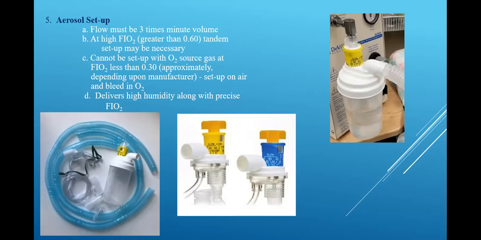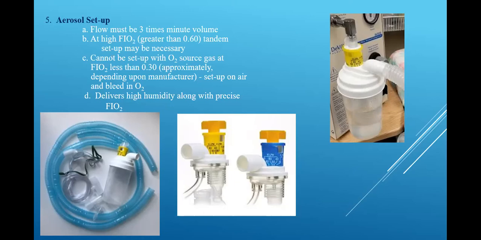C says, cannot be set up with O2 source gas at FiO2s less than 30% approximately, depending on manufacturer, set up on room air and bleed O2. Don't worry about that part. All right, it delivers high humidity along with precise FiO2. Remember, we said we can guarantee the FiO2.